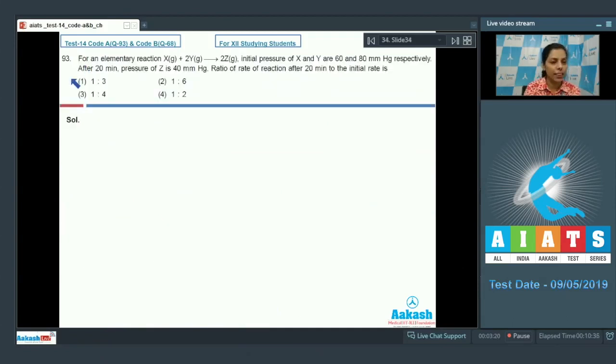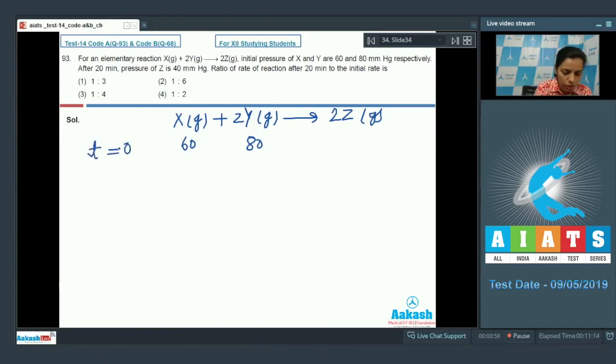After that, question number 93. An elementary reaction is one for which the stoichiometric coefficients are used in the calculation of the order of the reaction. So the reaction that I'm just going to write again, X reacting with Y giving you Z. As per this reaction, the initial pressures of X and Y are 60 and 80 mm of Hg. I'm just directly writing here 60 for X and 80 for Y, and this is when time was 0 minutes. Now, Z is 0 initially, so its pressure is also 0.